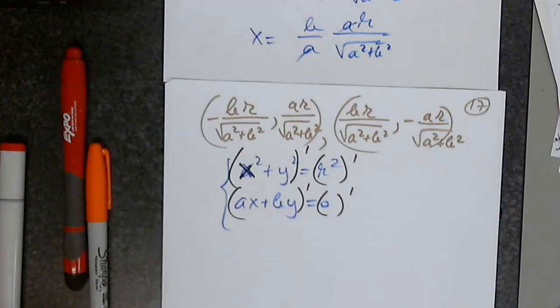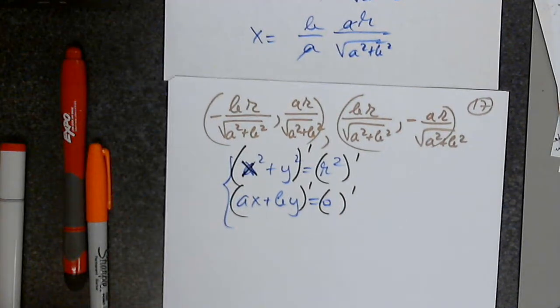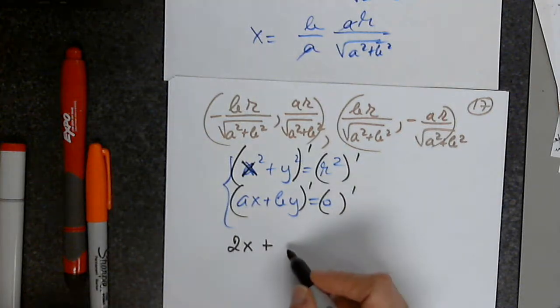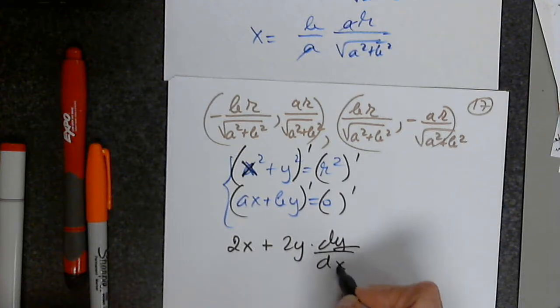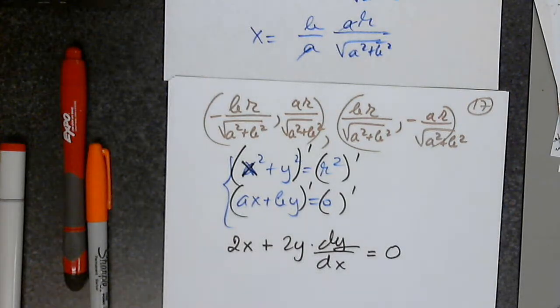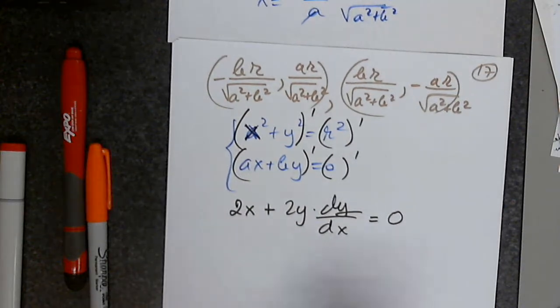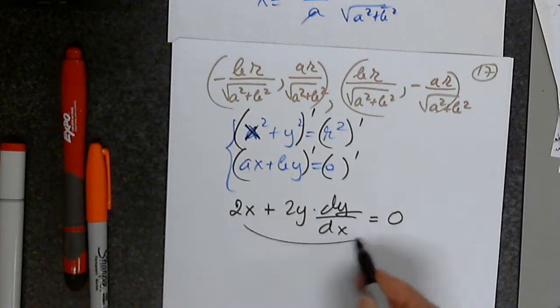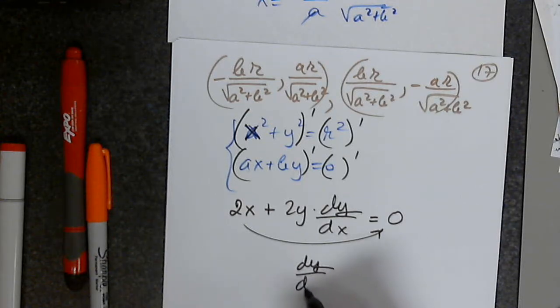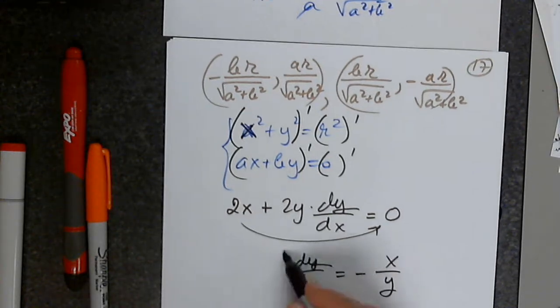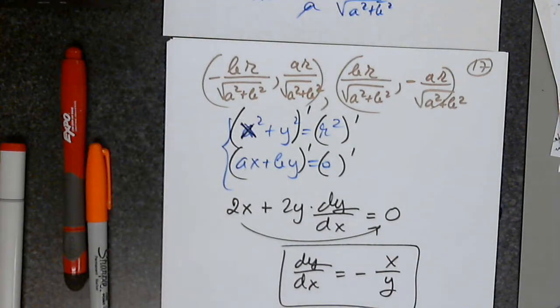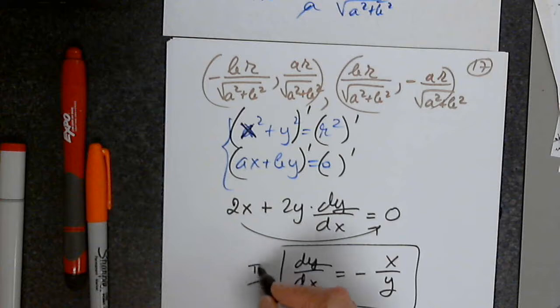So let's differentiate the first curve. It's not a function. 2x plus 2y times dy over dx equals 0. R is a constant. So therefore, I divide both sides by 2 and move 2x to the other side. So dy over dx equals negative x over y. This is coming from the first curve.